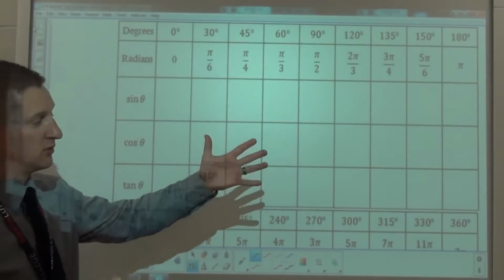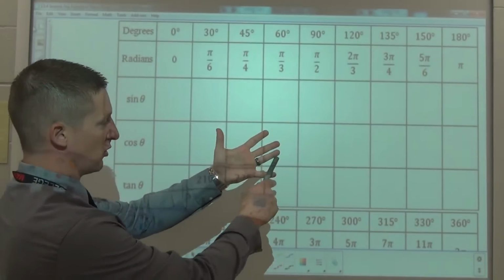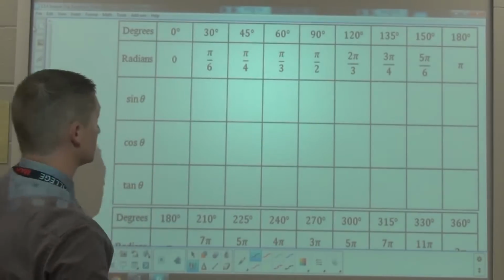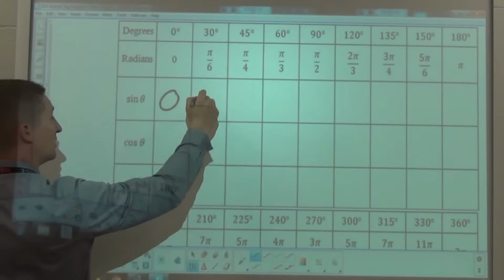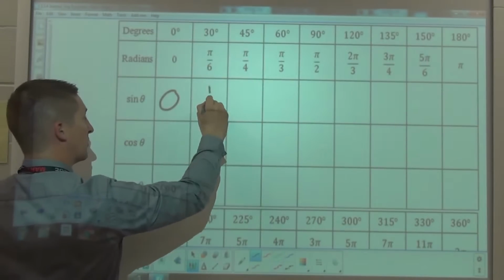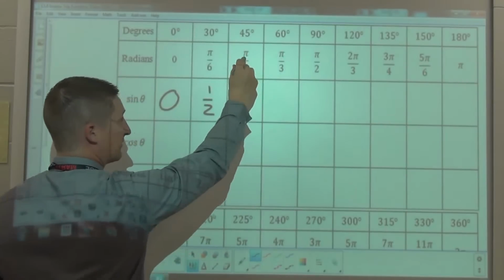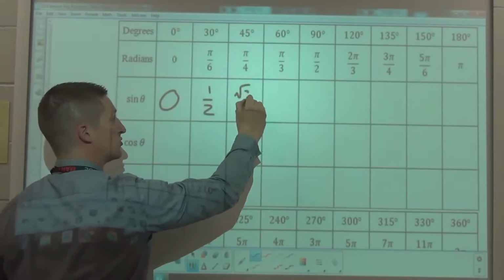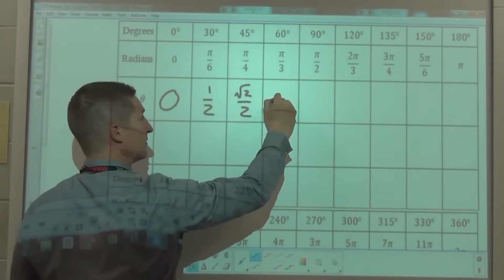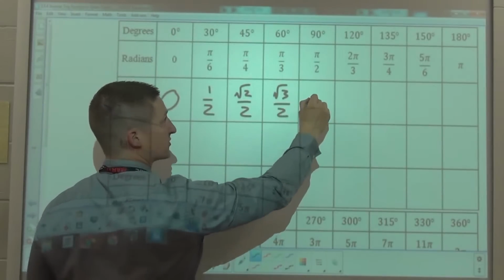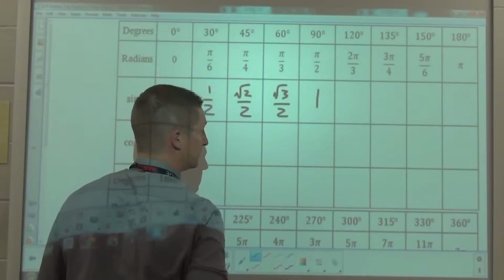Now, when we do that, we can use our little hand trick and go 0, 1, 2, 3, 4. Well, that means that the sine of 0 must be 0. Sine of 30 or 1/6 pi is going to be 1/2. The sine of 45 degrees or pi over 4 is going to be the square root of 2 over 2. 60 is going to be the square root of 3 over 2, and then the square root of 4 over 2, which is 2 over 2, which is 1.